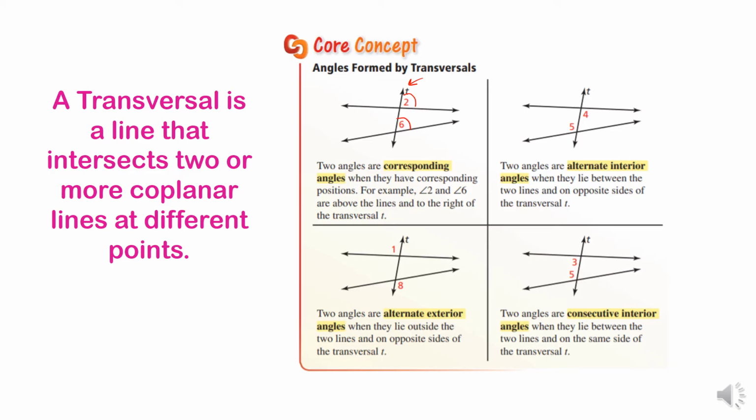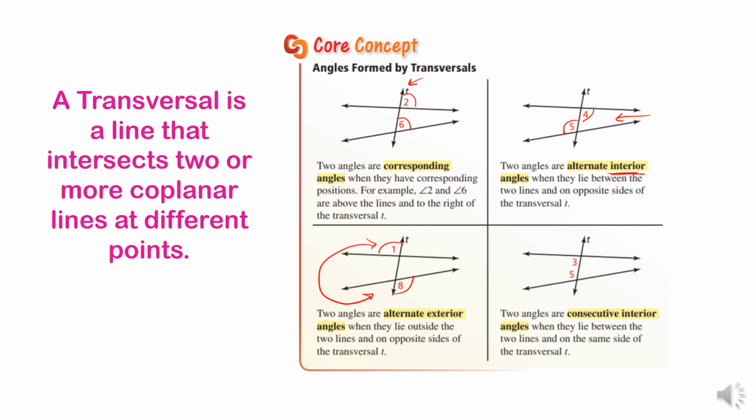Okay, now we have alternate interior. When they say interior, they mean between the two lines. And alternate means on opposite sides of the transversal. So alternate interior angles. Over here we have alternate exterior angles, when two angles are on opposite sides of the transversal, but they're on the outside of the lines. So alternate exterior angles.